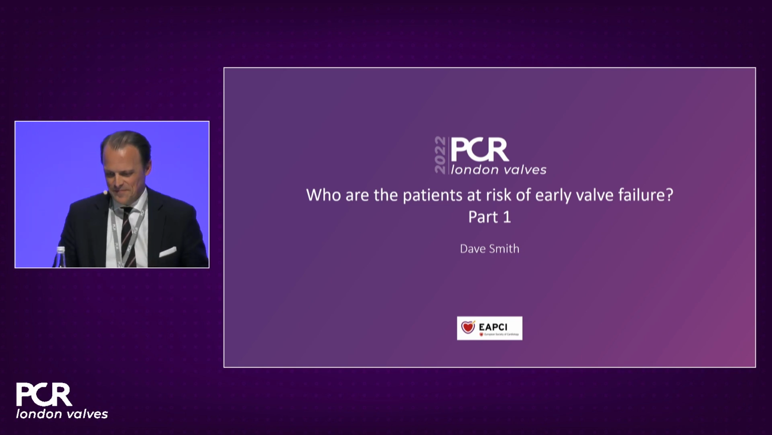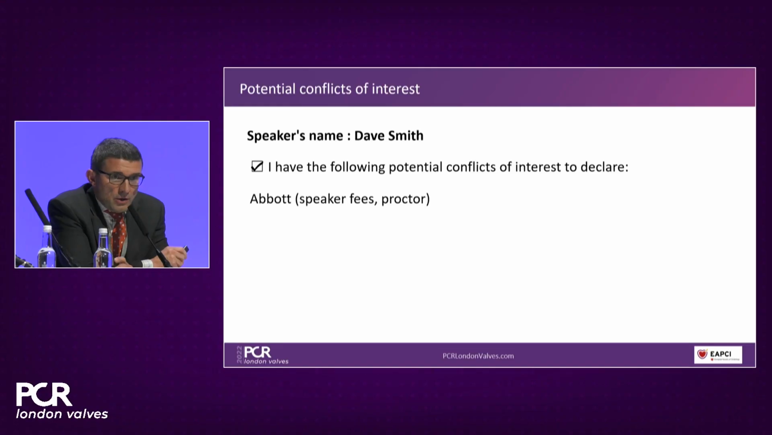Dave. Brilliant. Thanks, Leonard. So, great case, lots to discuss. Perhaps the first thing to say is what we need to think about instead of a single procedure is clearly the lifetime management of a younger patient. And if we're not doing that currently, we will be in the very near future. So who do we need to worry about in terms of early valve failure? So these are my relevant conflicts for the talk.